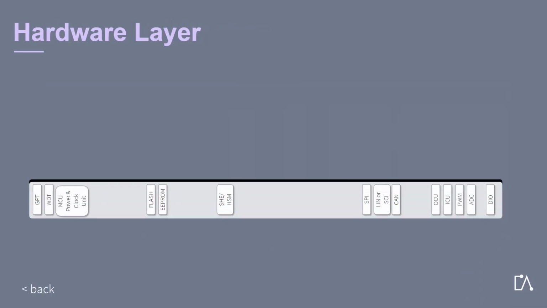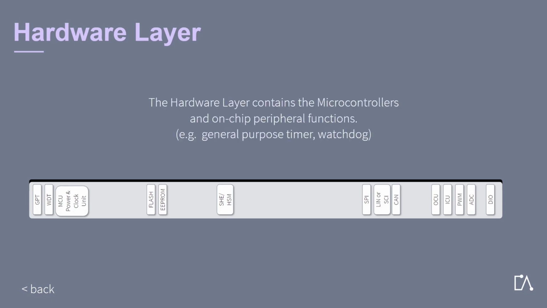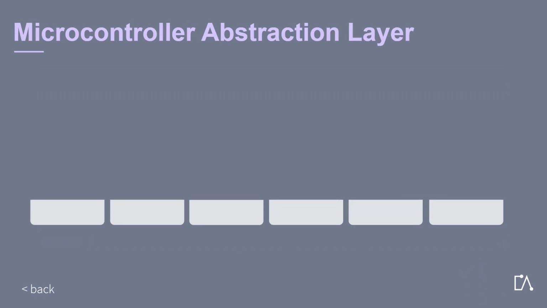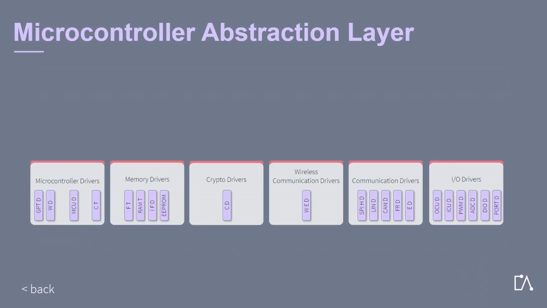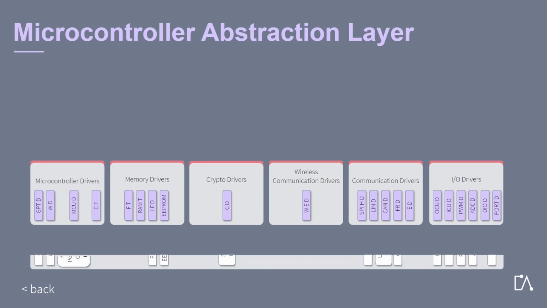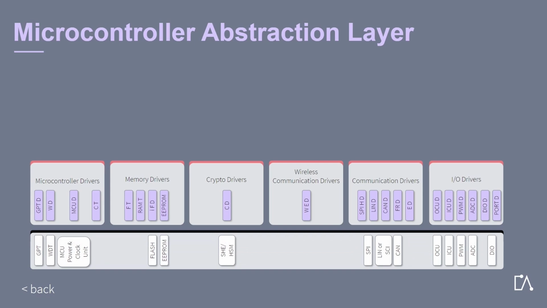The hardware layer is not part of the AUTOSAR standard. It contains the microcontrollers and on-chip peripheral functions, like general-purpose timer and watchdog, which are interfaced by the microcontroller abstraction layer. The microcontroller abstraction layer is divided into six model groups, which group software modules of similar type. In this case, the software modules are internal drivers. A driver is a software module with direct access to peripherals. The internal peripheral devices are shown in the hardware layer.